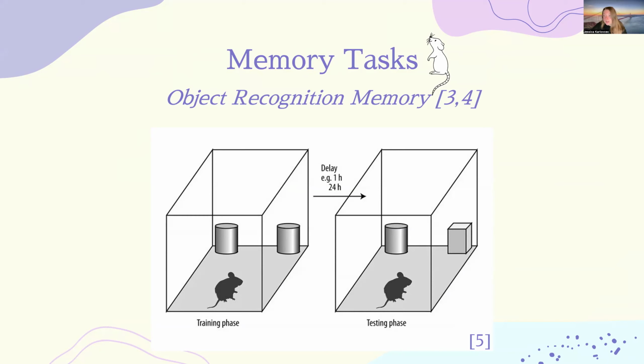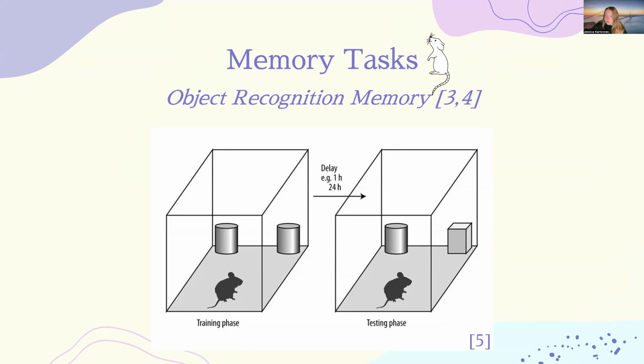It's also important to note that these tasks I'll be discussing in this section make use of a rodent's natural instinct to explore items that are new to a greater degree than items that are old. This task in particular is called the object recognition memory task. Firstly, in the training phase, an animal is placed in an area where there are two objects present, and their exploration of these objects is recorded.